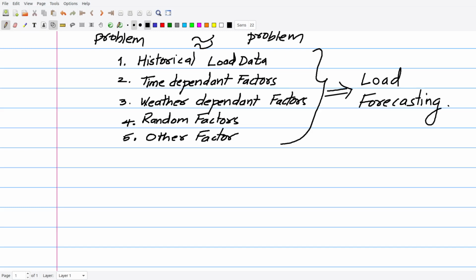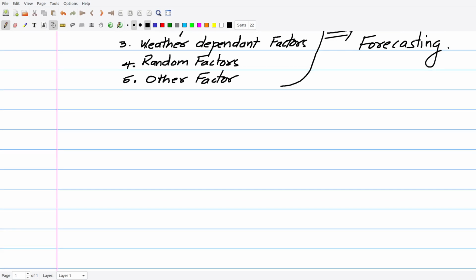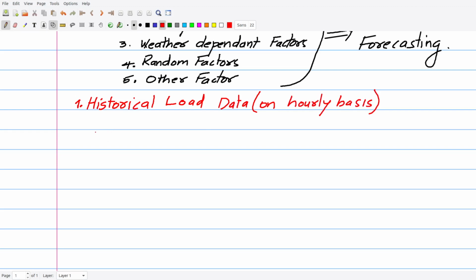First is historical load data. I'll move a little bit down so that you can see. Let me change color so that you'll understand. The first factor is historical load data. This is taken on an hourly basis. So we have seen this historical data.